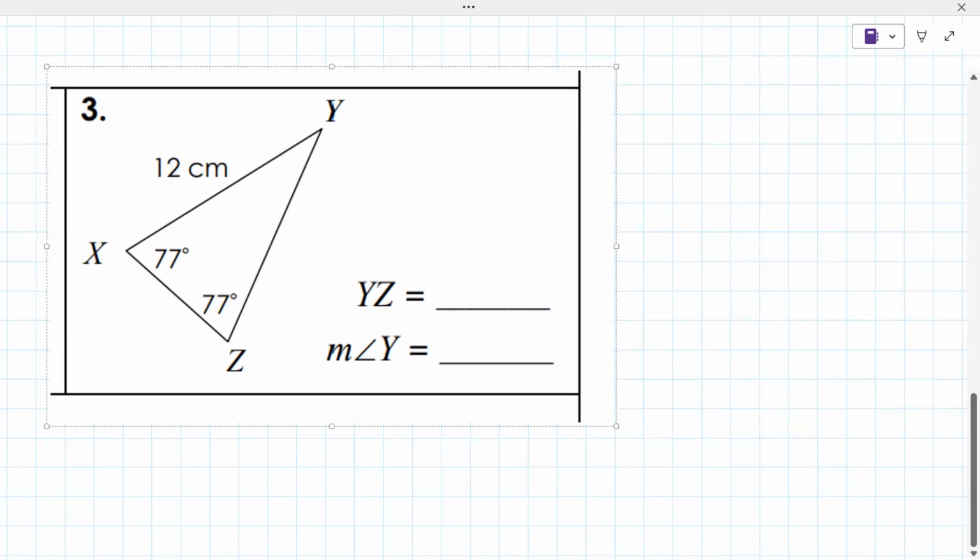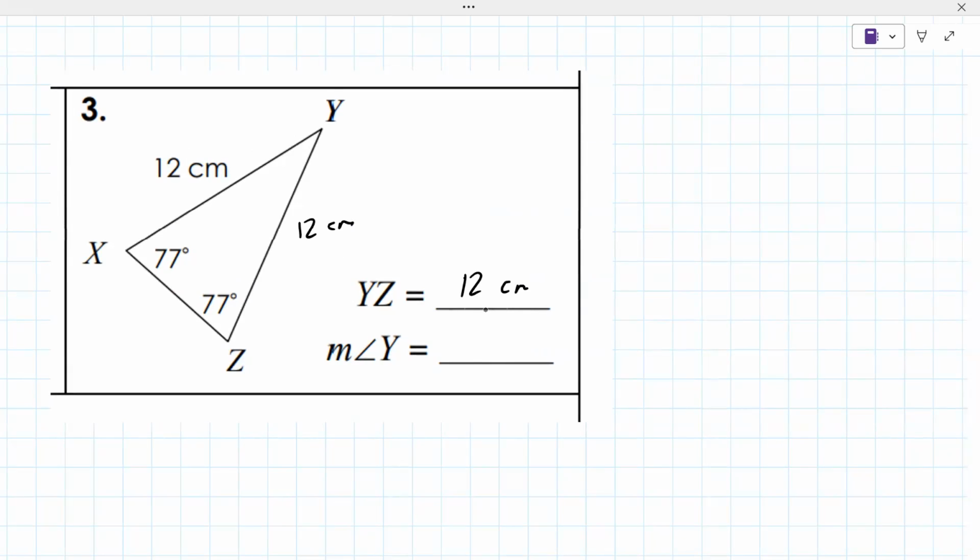It's 12 centimeters. No, forget about that. That's the side. The side is 12 centimeters, sure. But I'm asking about the measure of angle Y. It's 26. All right, it is 26 degrees. Okay, let's keep going here. So the algebra is going to be more impactful here.